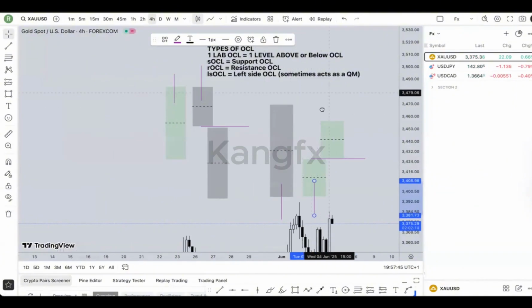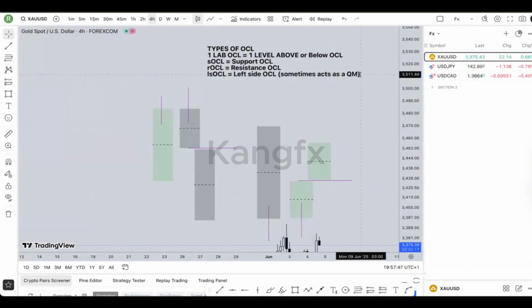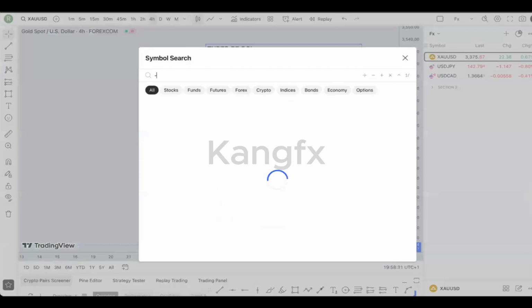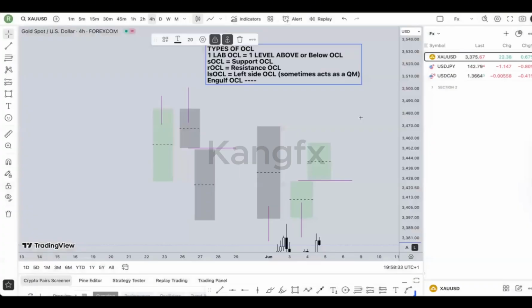Now, some people that watched videos on YouTube might have come across something called engulfed OCL. I don't use engulf OCL because, based on my backtesting, they don't work. You won't see me trade engulf OCL, because they don't fit the way I trade the advanced MSNR. I don't trade it.